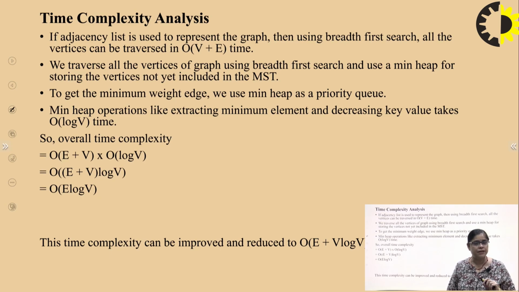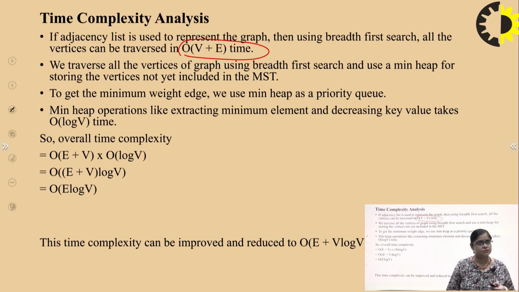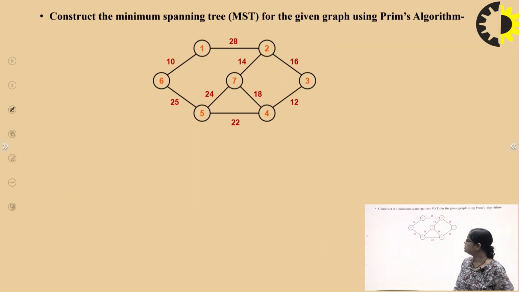And if I am considering the time complexity, then the time complexity again will be big O of V plus E. It is the same as Kruskal's, right? Now this is an example. I am taking again the same example for Prim's, the same one which I have taken for Kruskal's, but here the functioning is different compared to Kruskal's algorithm, right?